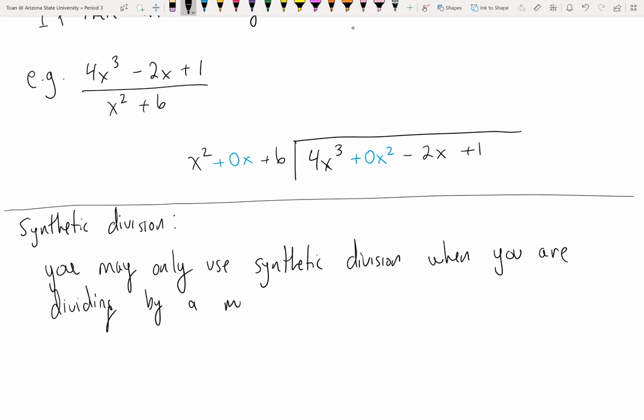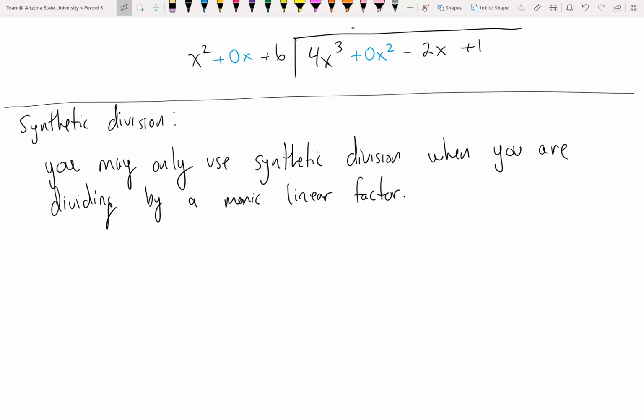by a monic linear factor. And if you have no idea what monic linear means, that just means whenever you're dividing by a simple x minus a number or x plus a number. So if you're dividing by x minus 5, or by x plus 2, that's what monic means. It's just a simple x. It can't be x squared. It can't be 5 x's. It has to be a regular x plus or minus a number.